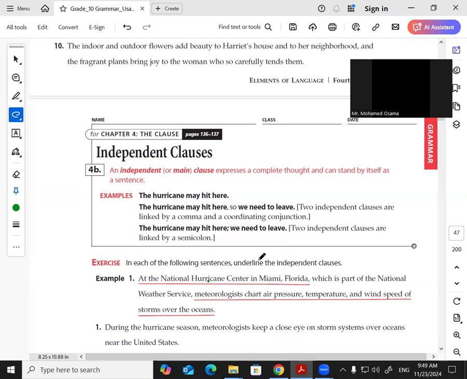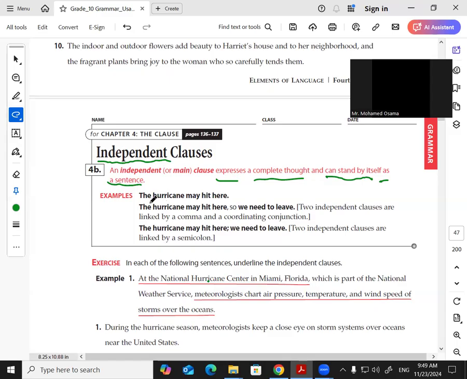Today we're going to talk about the independent clause. Independent clause. Okay, first we need to understand the meaning of the word independent. Independent means it can stand alone or it can depend on itself. So if we define the phrase independent clause, it means some words or a group of words that expresses a complete thought and can stand by itself as a sentence.